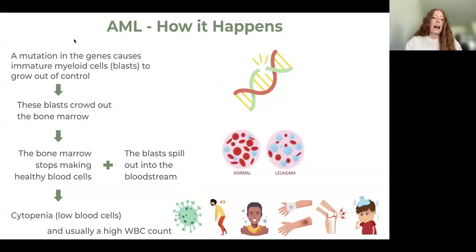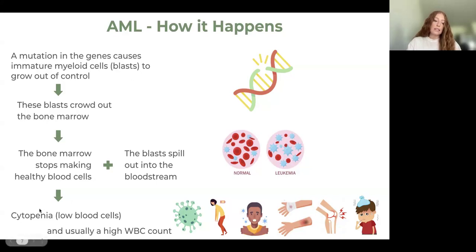So this is exactly how it happens. There will be a mutation in the genes, and it causes immature myeloid cells. Most of you might be familiar with the word blasts. That's a name for immature cells. The mutation causes these blasts to grow out of control. Then they start crowding out the bone marrow, and the bone marrow can't make enough healthy blood cells. There's no room for them. And at the same time, those blasts more than likely will start to spill out into the bloodstream.